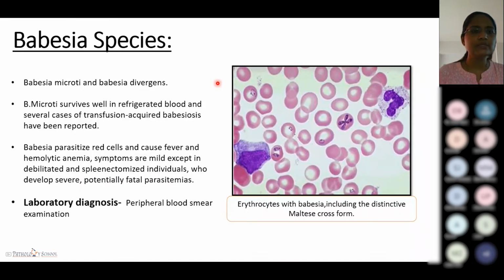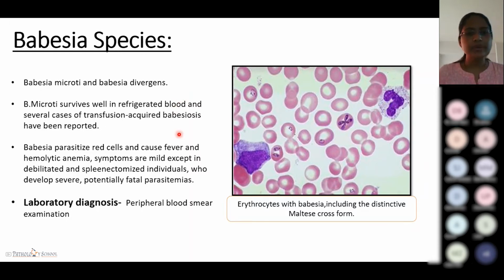Next is Babesia species. It has two species, Babesia microti and Babesia divergens, and Babesia microti survives well in refrigerated blood. Therefore, we get several cases of transfusion-acquired babesiosis. Babesia parasitize red cells and cause fever and hemolytic anemia. Symptoms are mild, except in debilitated and splenectomized individuals who develop severe, potentially fatal parasitemias. And lab diagnosis is done by peripheral blood smear examination.